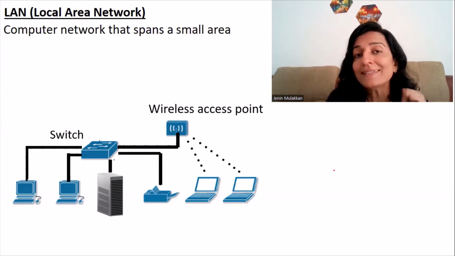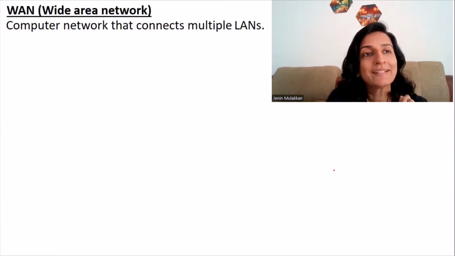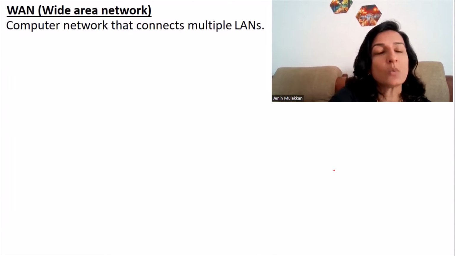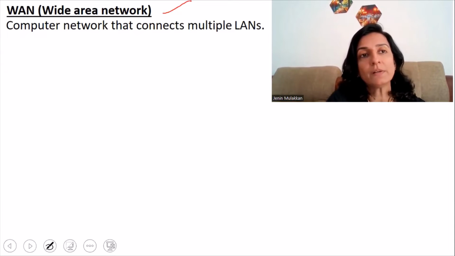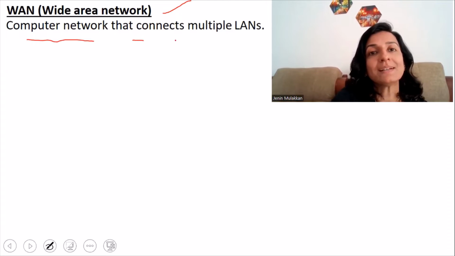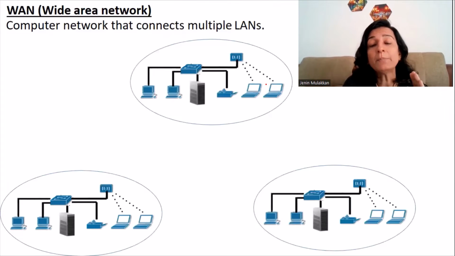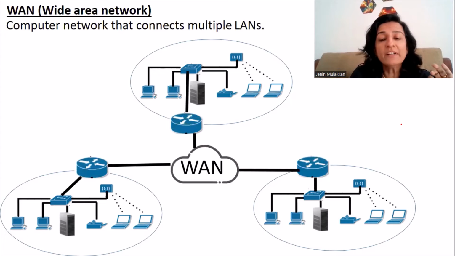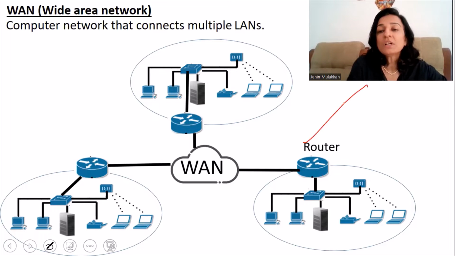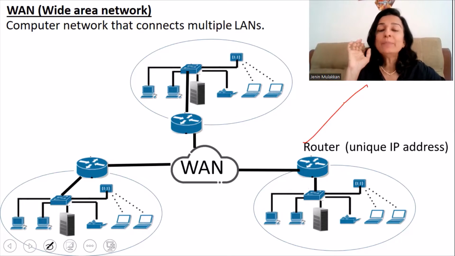Now let's move on to the next network. The next network that we are going to study is a WAN, or the wide area network. That is a computer network that connects multiple LANs. So here there are multiple LANs and we need to establish a communication network between these LANs. For this, a router is required. Now each router has got a unique IP address.